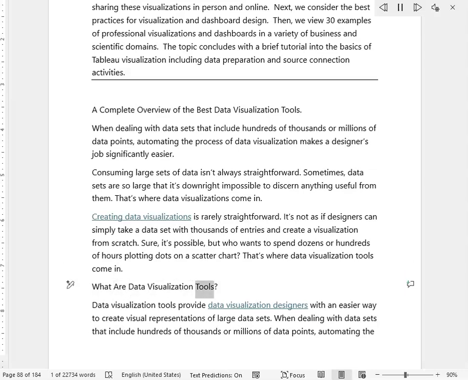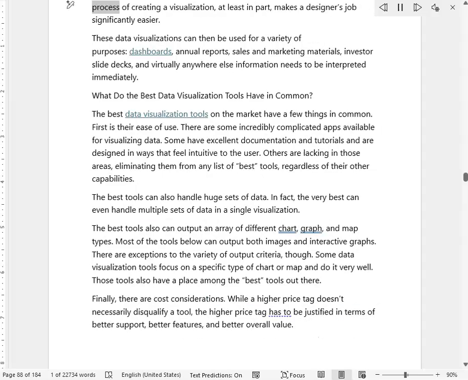What are data visualization tools? Data visualization tools provide data visualization designers with an easier way to create visual representations of large data sets. When dealing with data sets that include hundreds of thousands or millions of data points, automating the process of creating a visualization, at least in part, makes a designer's job significantly easier. These data visualizations can then be used for a variety of purposes: dashboards, annual reports, sales and marketing materials, investor slide decks, and virtually anywhere else information needs to be interpreted immediately.